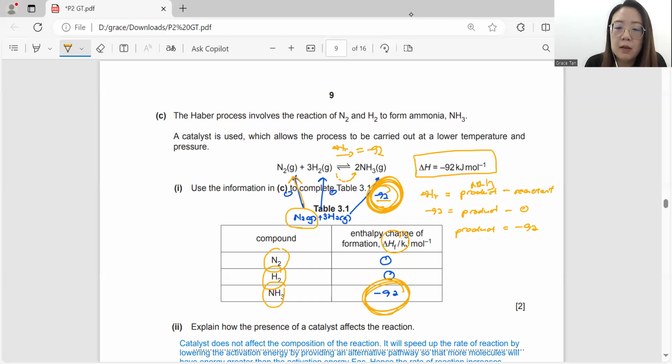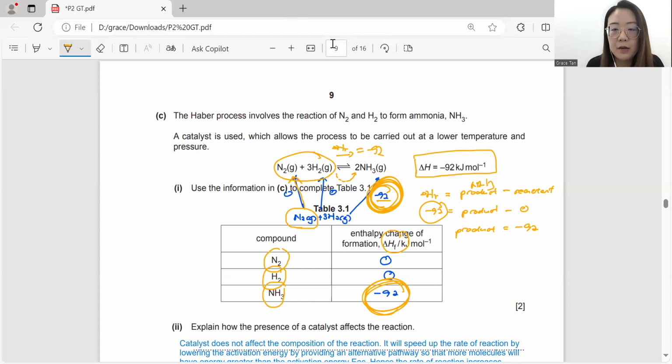But I know that the enthalpy change of the reaction, which is 92, equals product minus reactant. Both my reactants, to form them, are 0. So hence, what is your product? Your product is minus 92. Sometimes, if your cycle is not constructed correctly, or if your direct and indirect is not very confident or strong, you may come up with a positive 92. Those are some of the careless mistakes that I can foresee here. So actually it's minus 92.